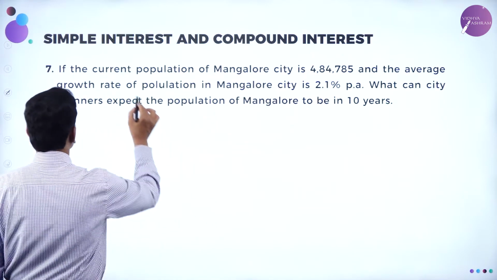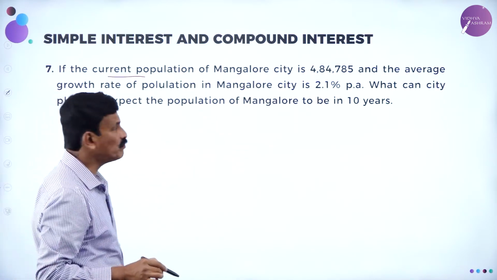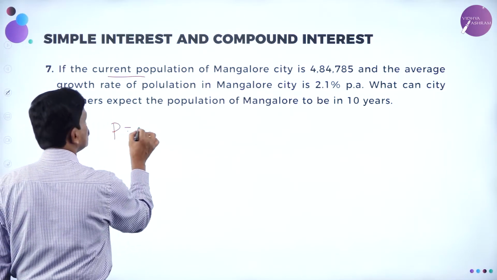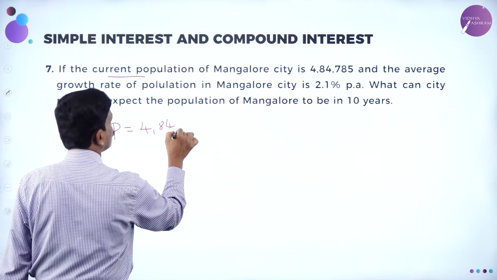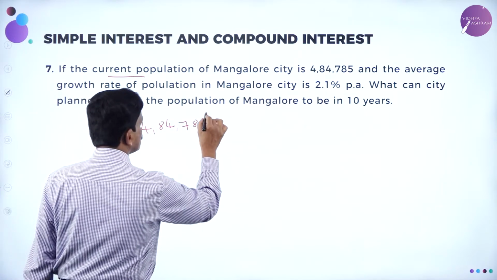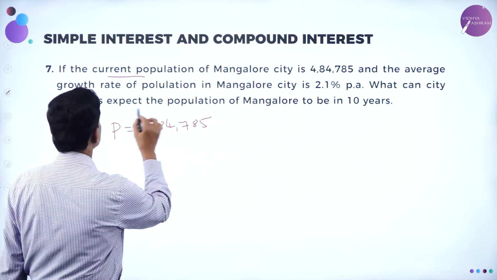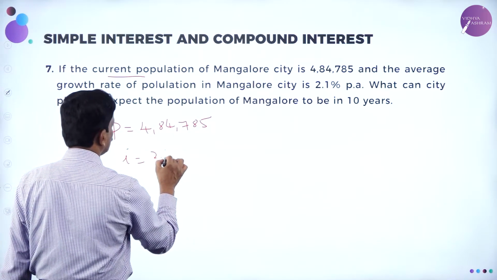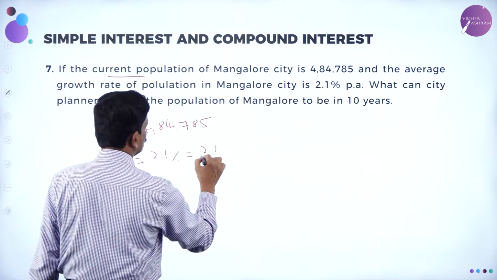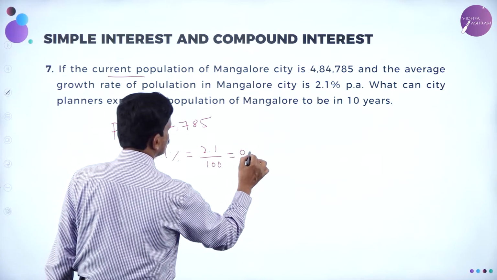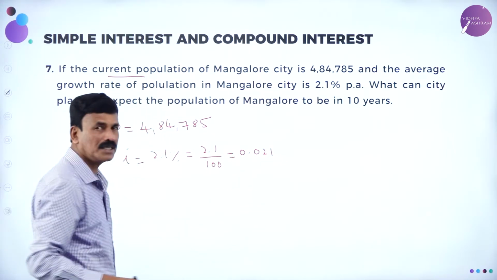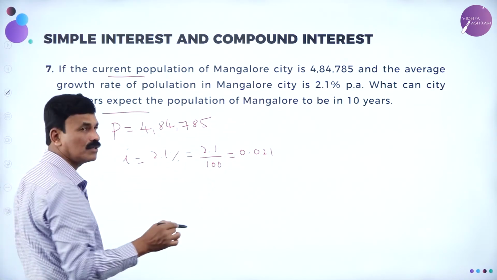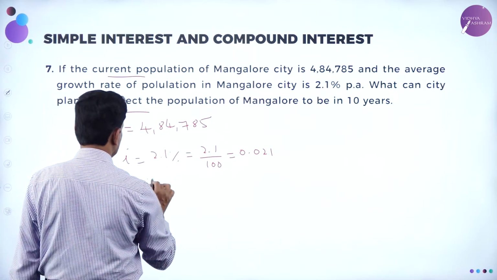Hope you followed. Let us come to the next problem. The current population of Mangalore city is 4,84,785. So the population P is equal to 4,84,785. This is the principal. And the average growth rate of the population in Mangalore city, that is I, is equal to 2.1%, that is 2.1 divided by 100, which is 0.021. Right. And what can the planners expect the population of Mangalore city to be in 10 years? So n is equal to 10.